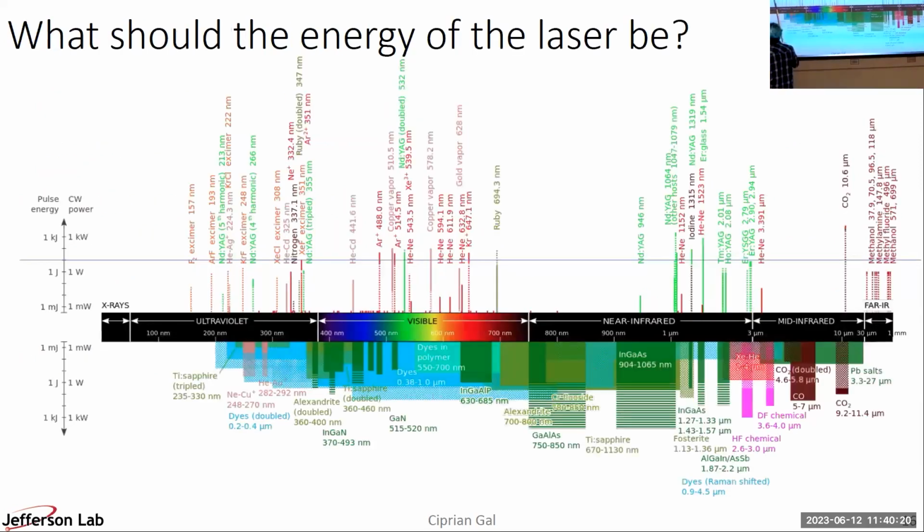So this is a chart. Now we're going to have a little discussion about the laser, or the light, that we're going to use for our Compton scattering. On the x-axis you have wavelength, and on the y-axis you have power. All of these lines tell you at what wavelength and how much power we can create.